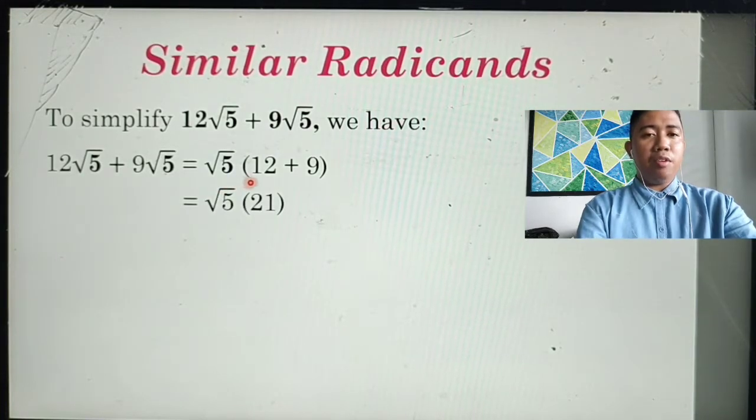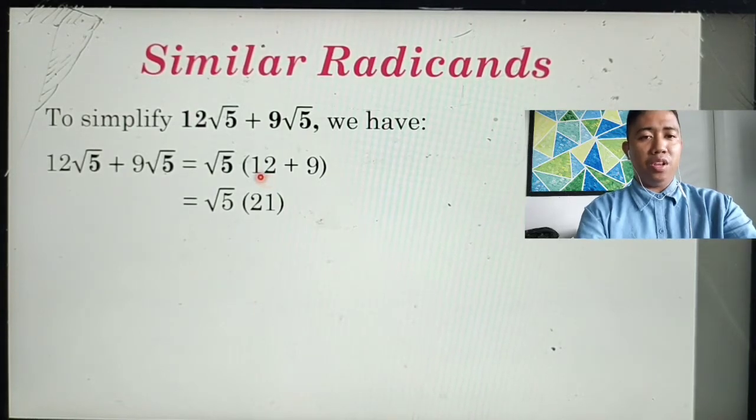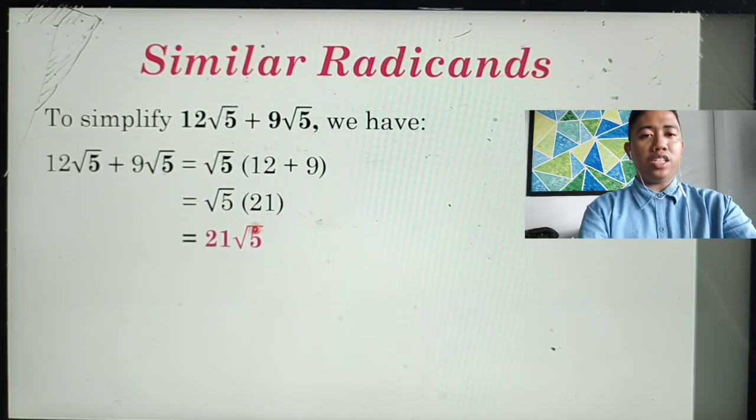And then we simplify inside the parentheses, following the PEMDAS rule. We have 12 plus 9, so we get 21. After that, you simplify this product. By the commutative property of multiplication, we have the result, which is 21 times the square root of 5.